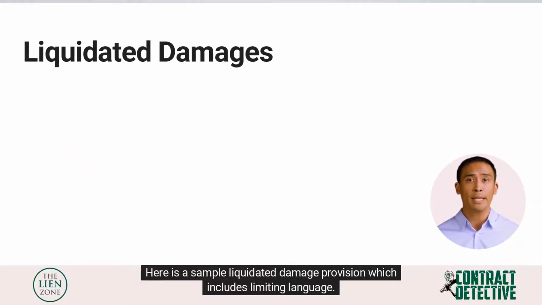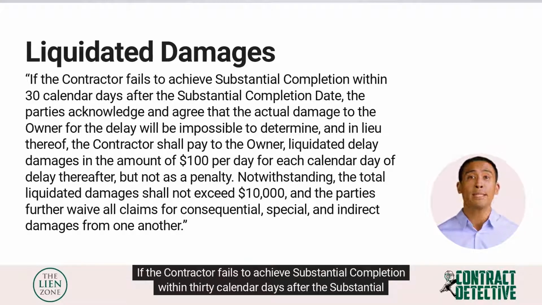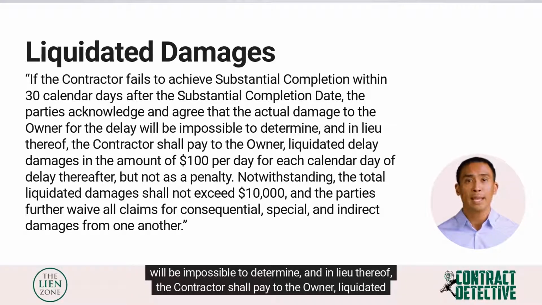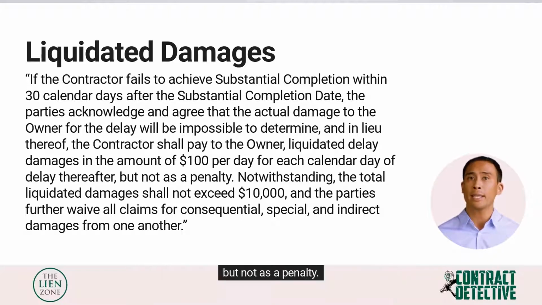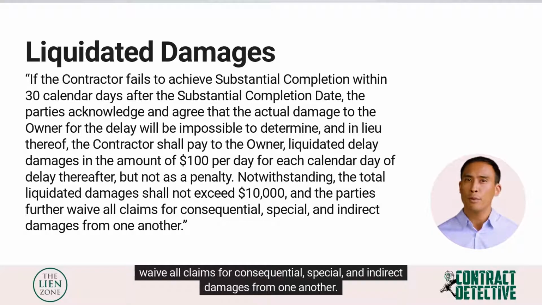Here is a sample liquidated damage provision which includes limiting language. If the contractor fails to achieve substantial completion within 30 calendar days after the substantial completion date, the parties acknowledge and agree that the actual damage to the owner for the delay will be impossible to determine, and in lieu thereof, the contractor shall pay to the owner liquidated delay damages in the amount of $100 per day for each calendar day of delay thereafter, but not as a penalty. Notwithstanding, the total liquidated damages shall not exceed $10,000, and the parties further waive all claims for consequential, special, and indirect damages from one another.